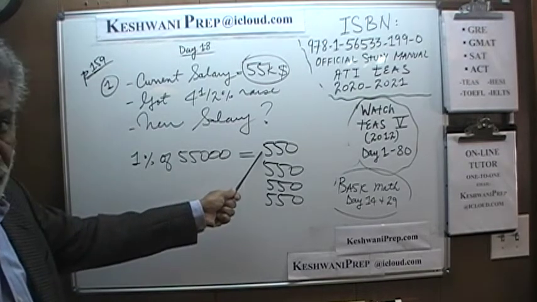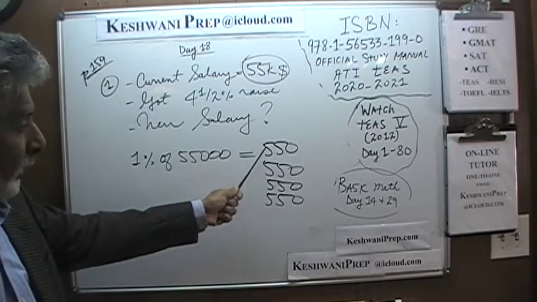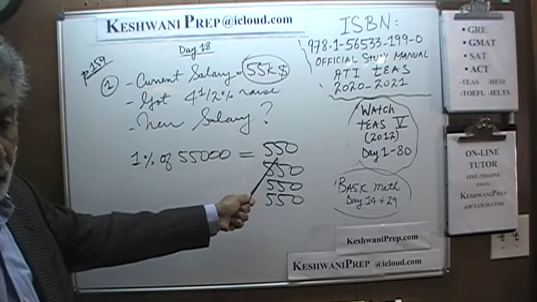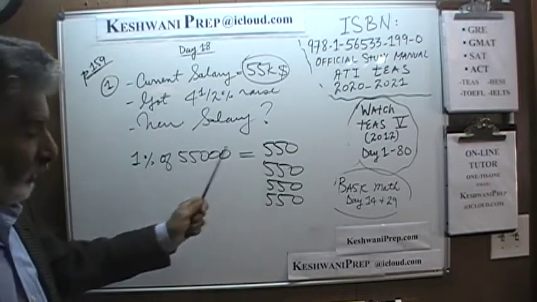Half of 500 is 250. Okay, stay with me in this story, it's very important. Half of 500 is 250, and half of 50 is 25. So 250 plus 25 would be 275.